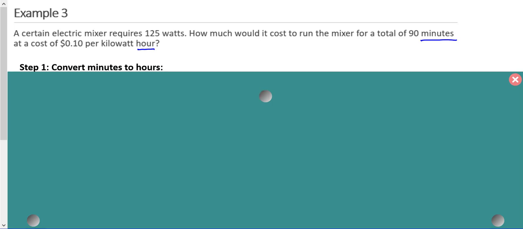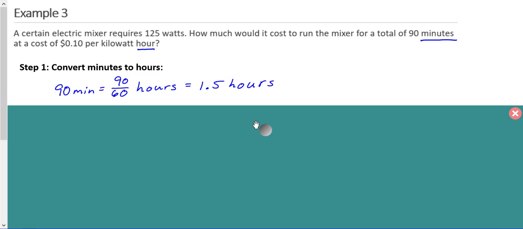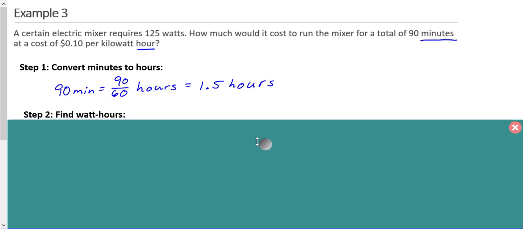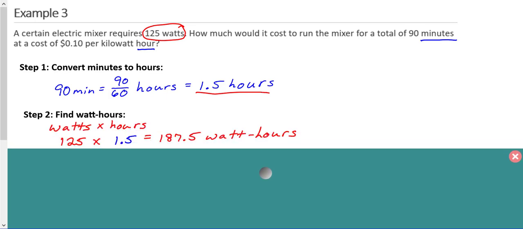There's 60. So we take our 90 minutes and divide it by 60 to change it into hours. We want to run the mixer for 1.5 hours. Our next step is to determine our watt hours. Our mixer is 125 watts times our 1.5 hours. When we multiply it out, the mixer is being used for 187.5 watt hours.